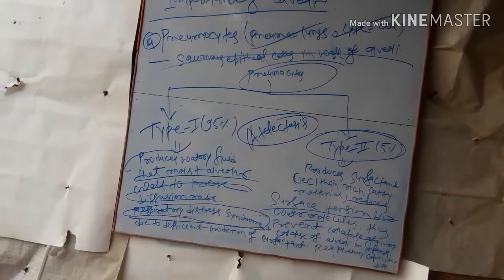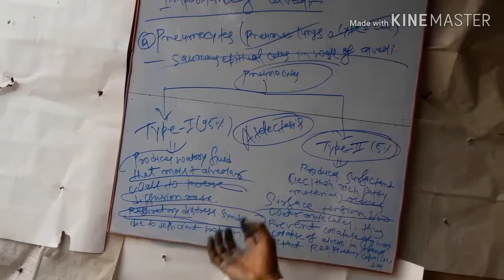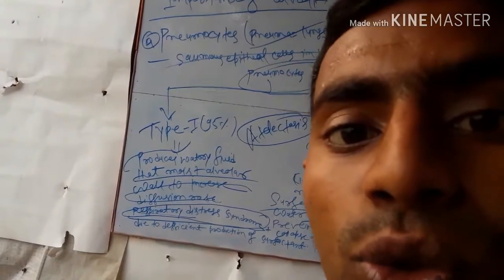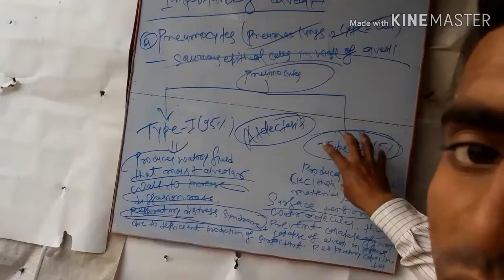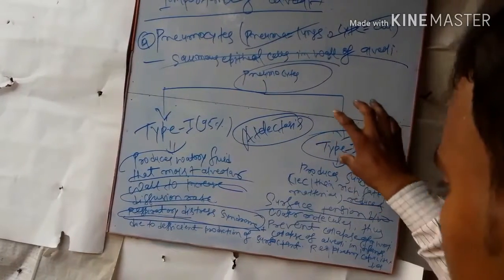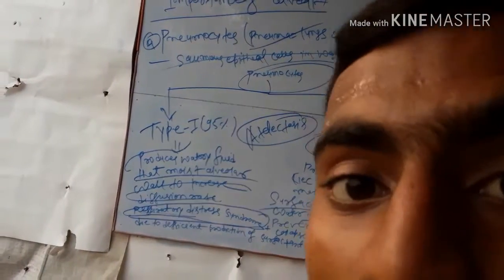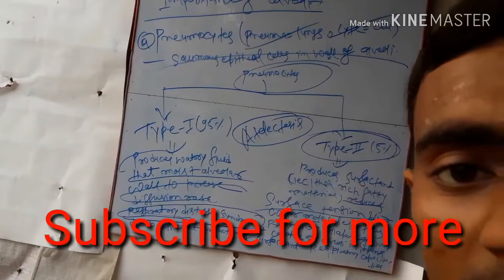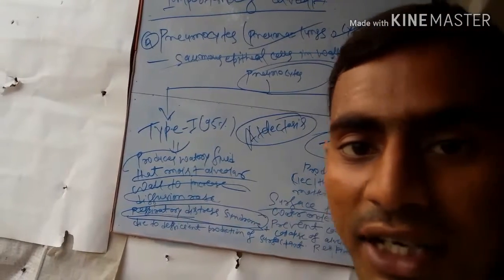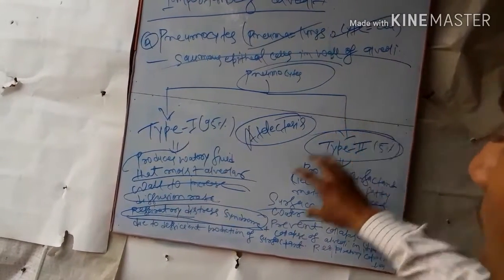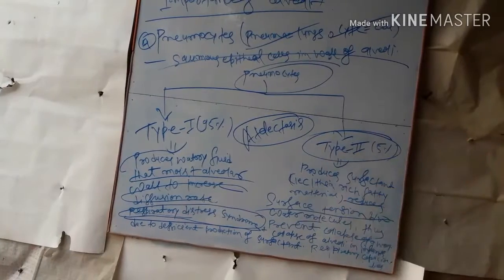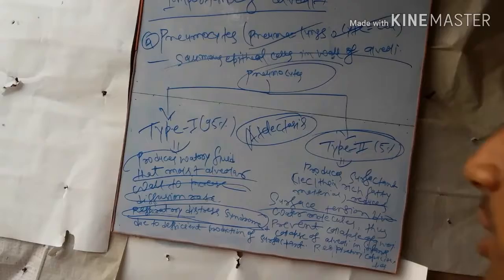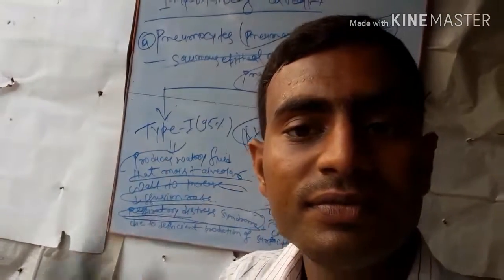Respiratory distress syndrome is collapse of alveoli in infants due to deficient production of surfactant by type 2 pneumocytes. This means that collapse of alveoli in infants due to deficient production of surfactant decreases respiratory capacity.